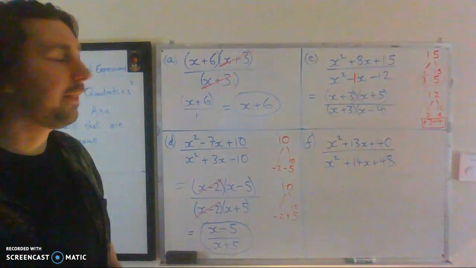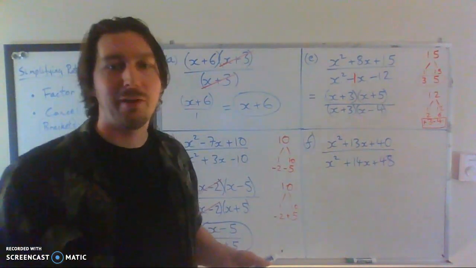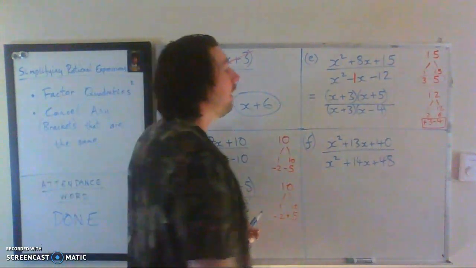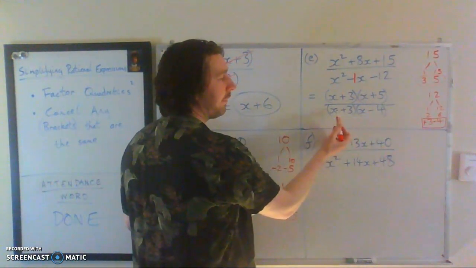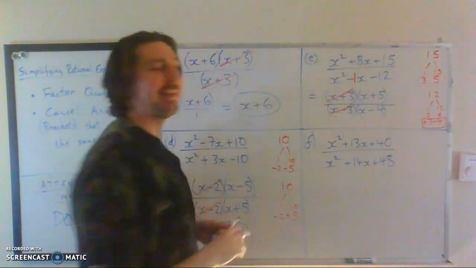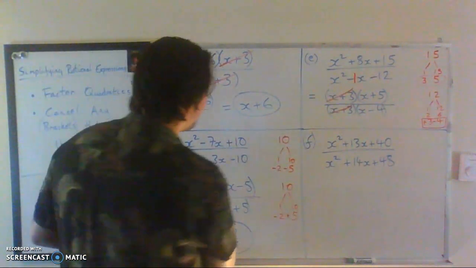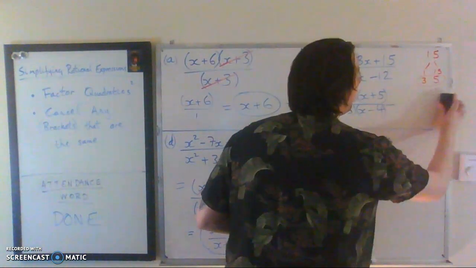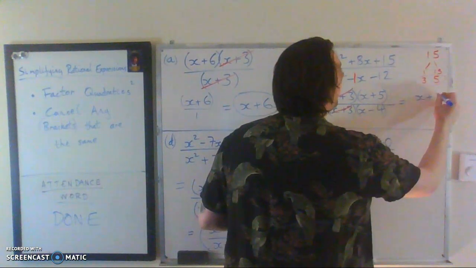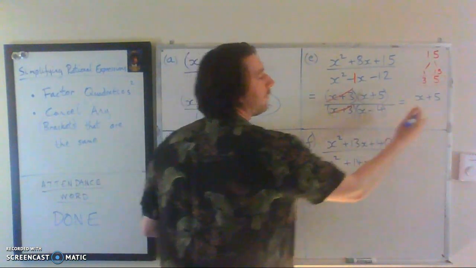Now that I've done that, and that's the hardest part, see if you can try and remember how to do this. We have done a lot of these, but it was a while ago. Cancel any brackets that are the same. So on top and bottom, I've got (x + 3)'s. I can get rid of them. And my final answer, which I need a little space for, would be (x + 5) over (x - 4).